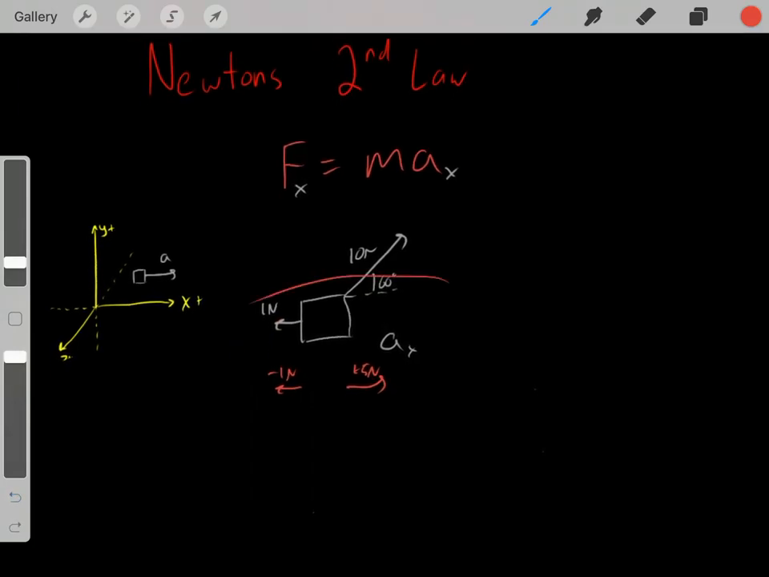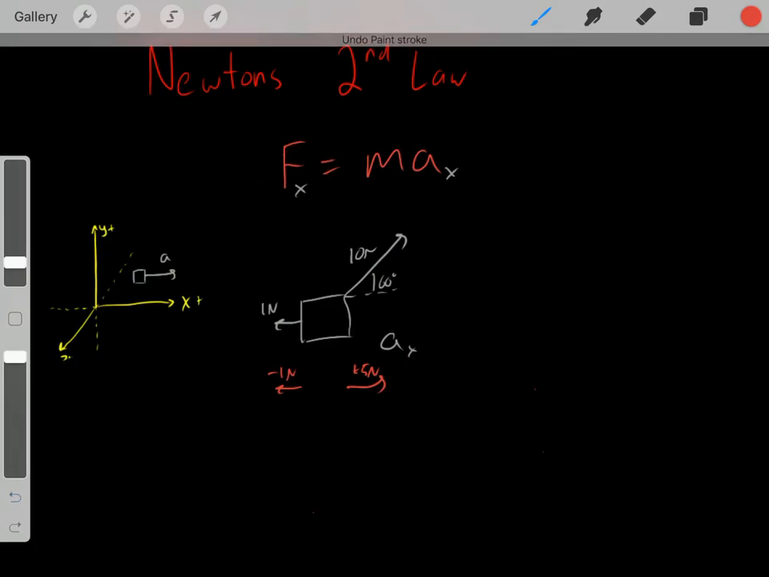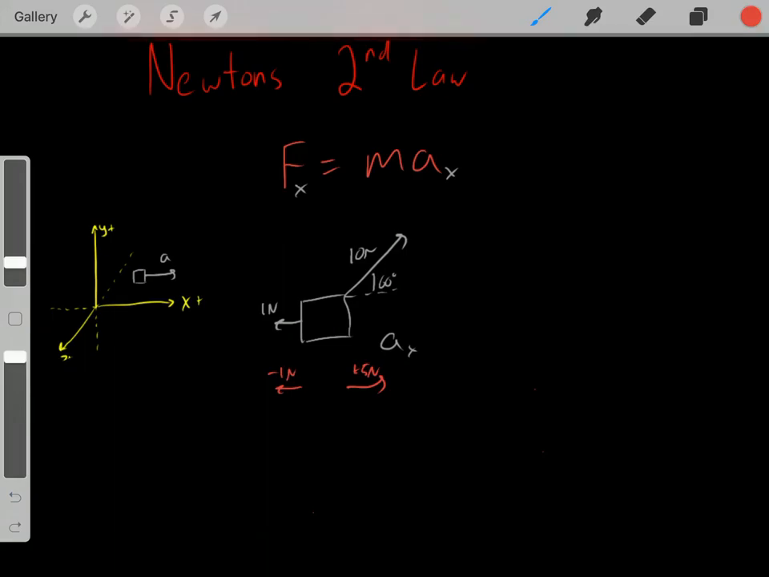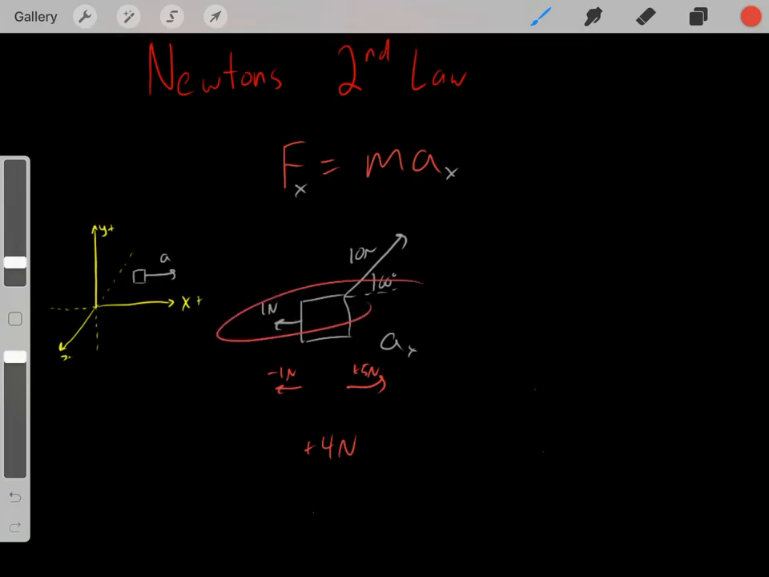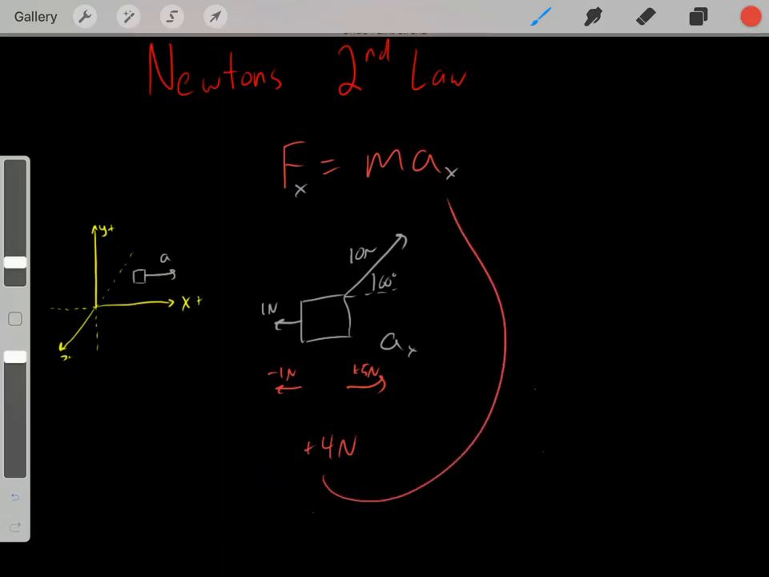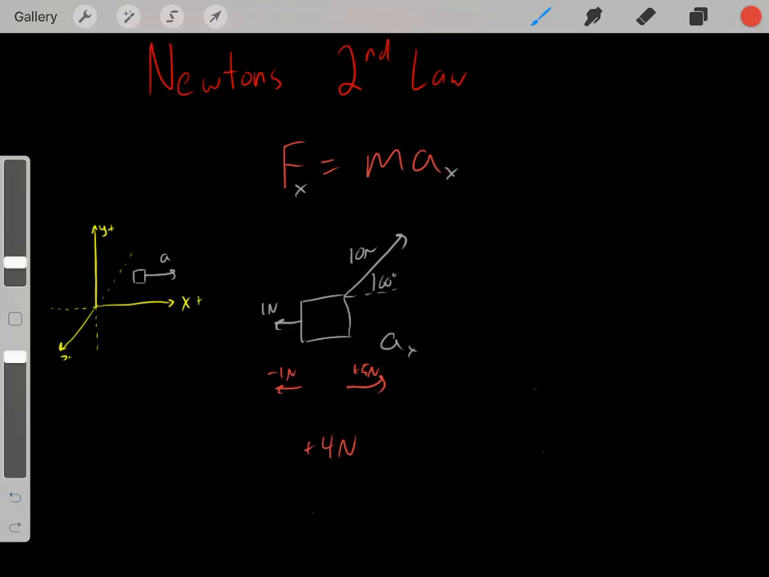Now if we wanted to find the net force in the x direction, because remember this is the net force in the x direction, we would have positive 4 newtons. If we have 1 Newton in the negative direction and 5 newtons in the positive direction, we have a net of 4 newtons. And it's this positive 4 newtons that leads to an acceleration in the x direction. So remember, this force is the net force.